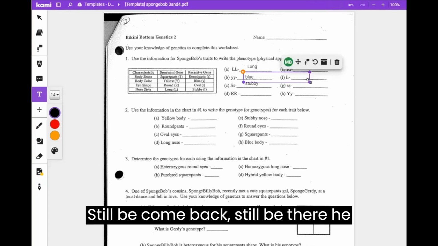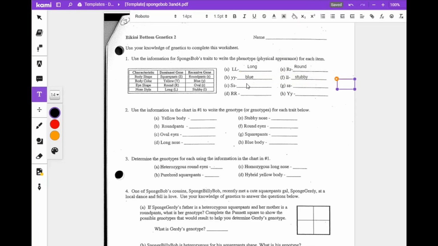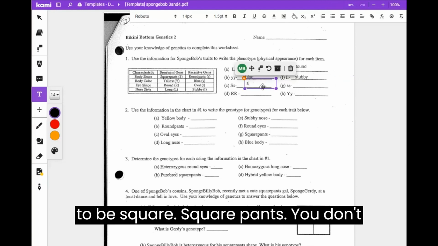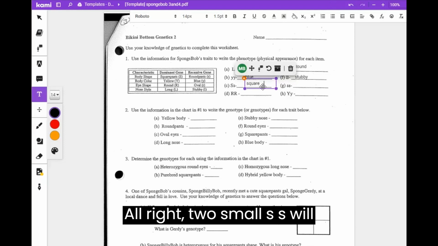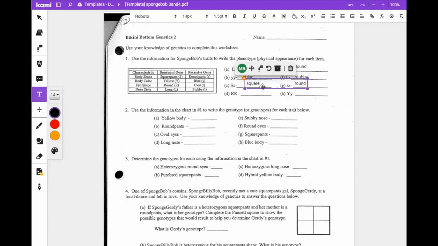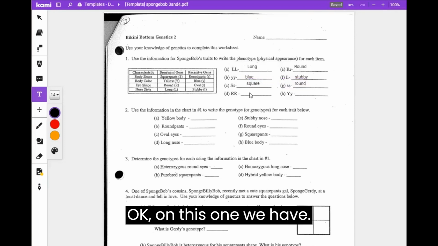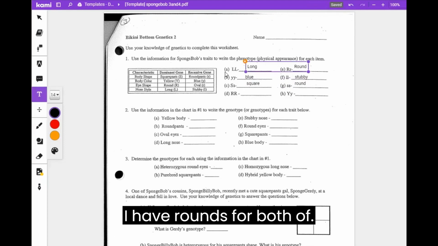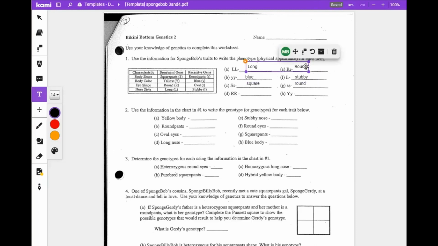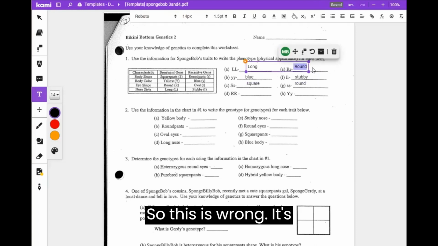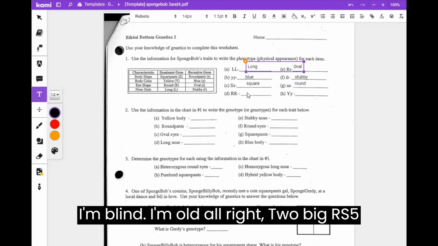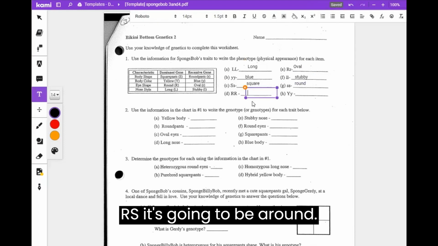If you have one big and one small s, that is going to be square pants. You don't have to write it, I just write square. Two small s's will be round pants. On this one, I have round for both of you. Oh, ours is oval. This is wrong, it's called oval. Two big R's, if I have R's, it's going to be round.